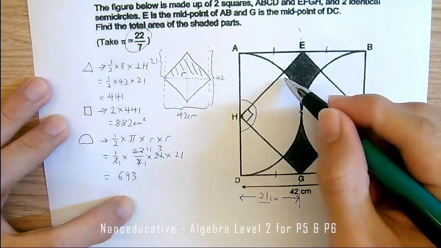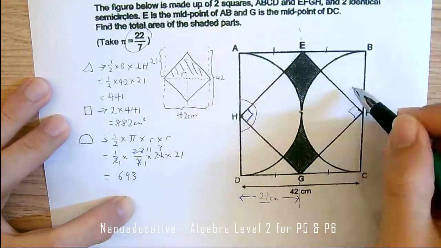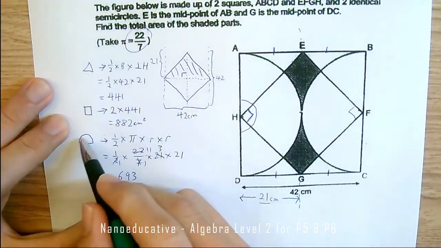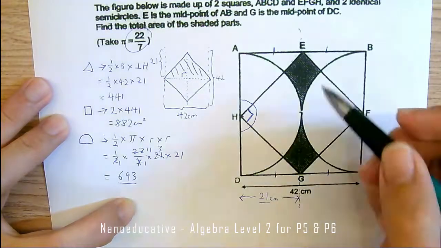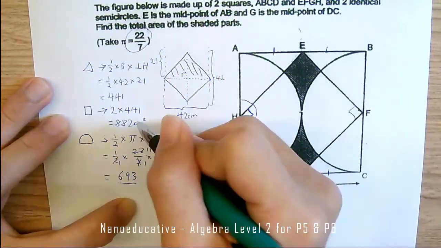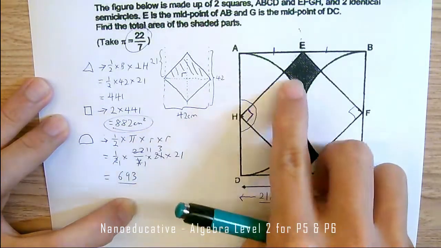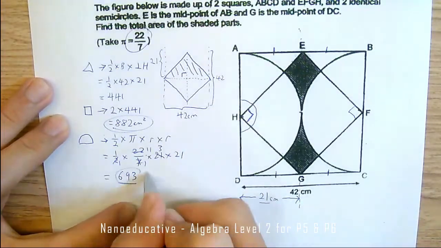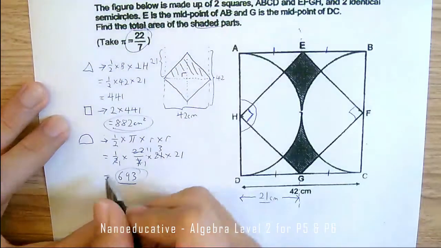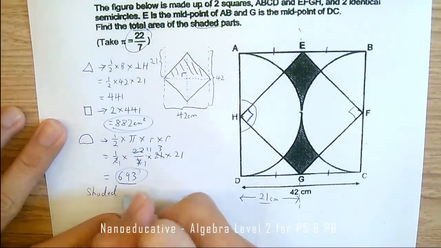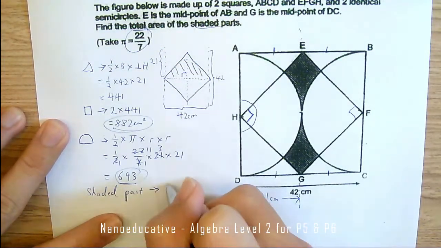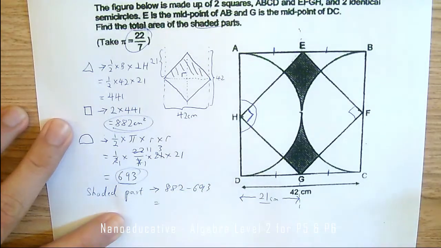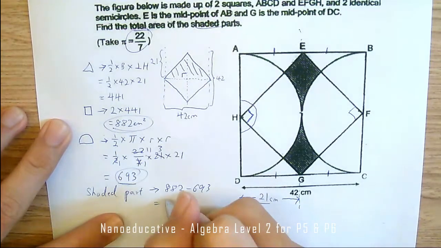Very conveniently, this quadrant plus this quadrant is one semicircle. So actually we already got it because we found one semicircle. So the last step we need to do is to get the entire square, which we already have found out over here, minus these two quadrants, which add up to become a semicircle, which is this. So the area of the shaded part will be 882 minus 693. And what will that give us? That will give us 189 cm square.